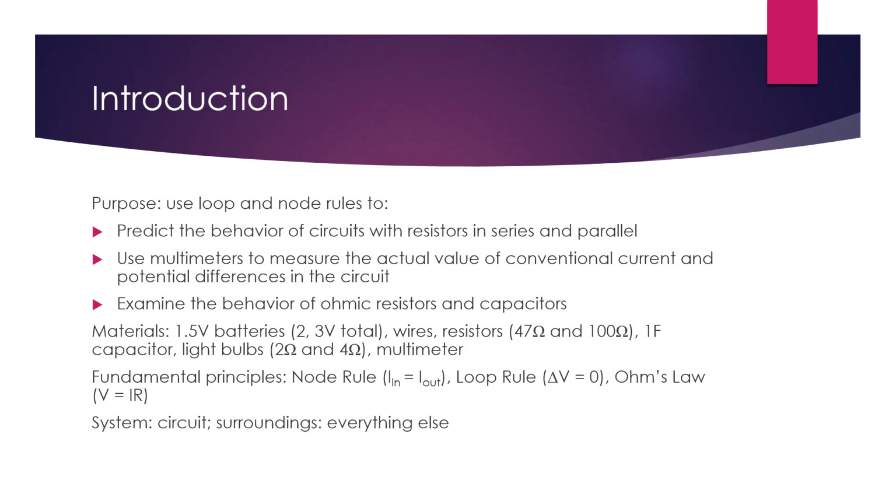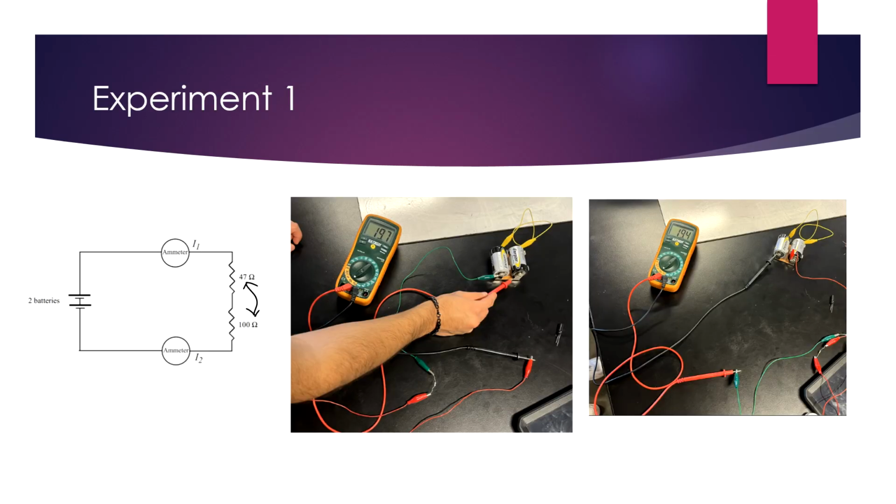a node must equal the current out of a node, the loop rule, which states that the change in potential difference across a circuit is zero, and Ohm's law, which states that the potential difference is the product of conventional current and resistance. Lastly, the system is the circuit while everything else is in the surroundings.